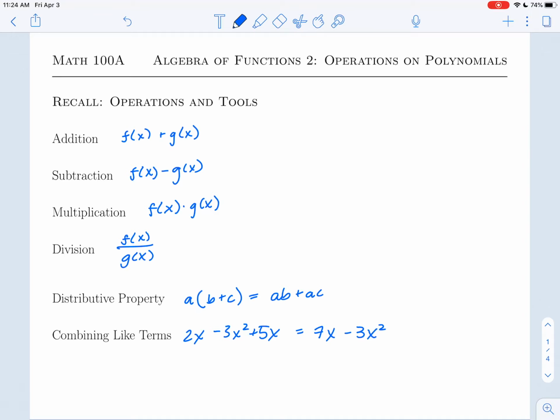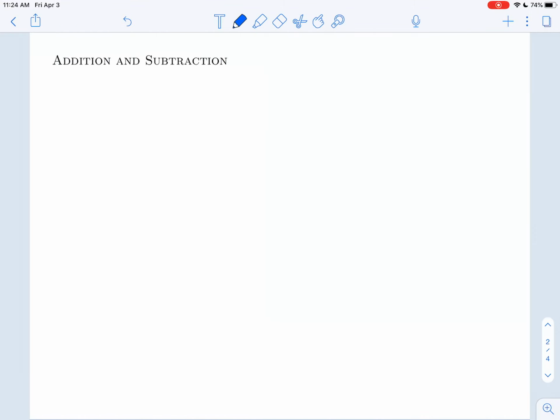All right, let's play around with doing these operations on some polynomials. We'll start with addition and subtraction. Let's give ourselves a couple of examples of polynomials. Let f of x be x squared plus 2x plus 1. And we'll let g of x be x cubed minus 5x plus 7. We'll start with that addition. So let's consider f of x plus g of x.